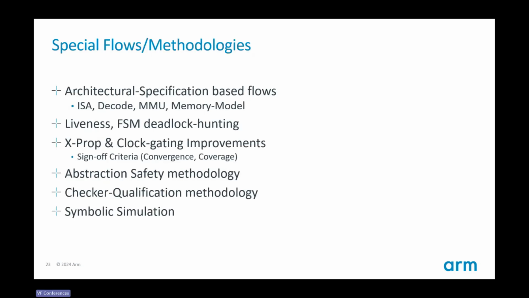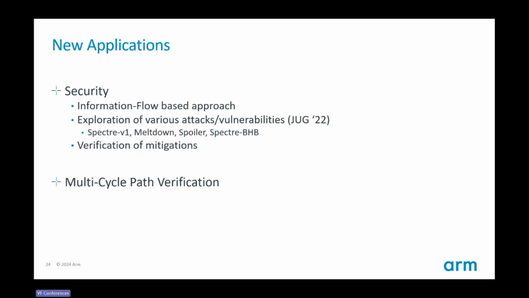Liveness and FSM deadlocks, we've had some special flows for those. XProp and clock gating, again, these are well-tested flows and have been quite successful, but we're also constantly looking for convergence and some notion of coverage, especially for more complex designs. We're also investing in methodologies for making sure the abstraction models that we use in formal are safe. How do we qualify our checkers for completeness? Also looking at symbolic simulation lately. And of course, then there's new applications.